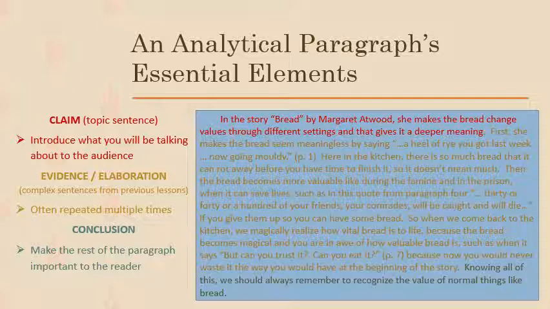So we've got our first sentence, the claim sentence. In the story Bread by Margaret Atwood, she makes the bread change values through different settings, and that gives it a deeper meaning. So that's what I'm proving, right? The bread is changing values. The changing values of the bread gives the story a deeper meaning.